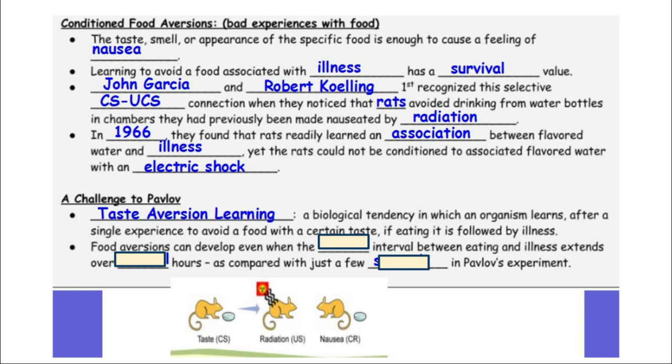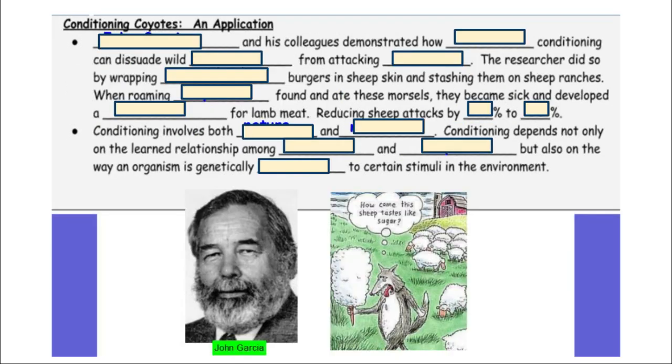Taste aversion learning. This is a biological tendency in which an organism learns after a single experience to avoid food with a certain taste if eating it is followed by an illness. So if you've ever had, let's say, the stomach flu and you ate something and then you got sick immediately after that, there's a tendency to avoid certain foods that have made us nauseous. Food aversions can develop when the time interval between eating and the illness extends over several hours compared to just a few seconds in Pavlov's experiment. So that taste aversion kind of lasts for a long period of time.